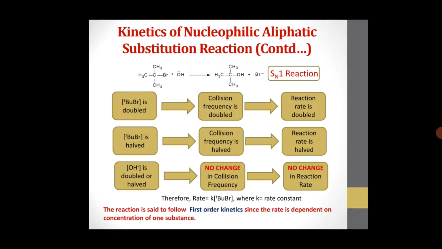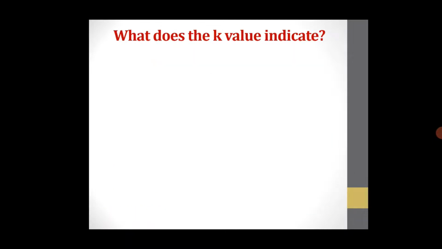This reaction is said to follow first order kinetics, since the rate is dependent on the concentration of one substance. Now, what does the K value indicate? Let's see for the second order reaction. In second order reaction, rate is equal to K into concentration of methyl bromide into concentration of hydroxide ion.